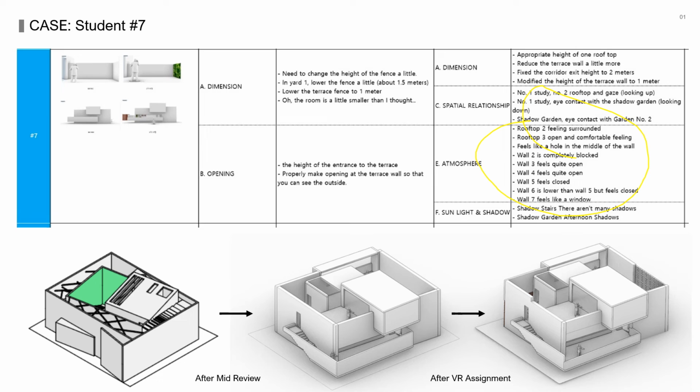But when he used this VR environment, he went into all the different rooms and made very minor changes in dimensions, as you see here. He lowered the fence a little bit, about 1.5 meters, and lowered the terrace fence 1 meter. So he made very little changes, which were not about the mass or the concept, but about how the space felt and whether it met his need or his purpose.